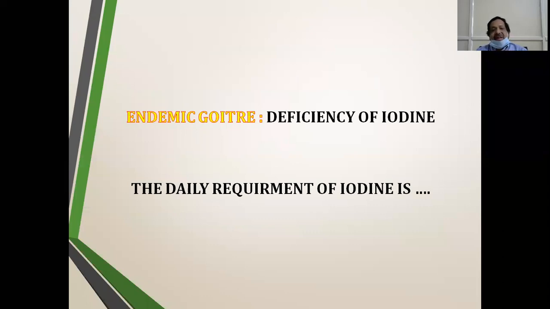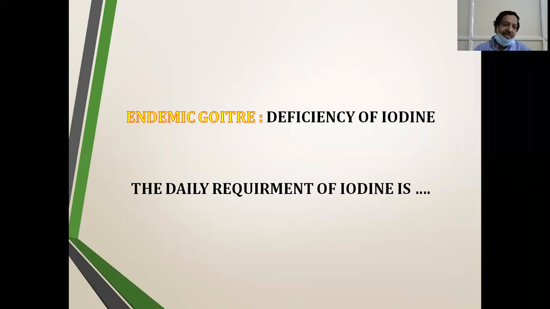Endemic goiter occurs in the deficiency of iodine, more common in the mountainous regions, also seen in the coastal regions. Endemic goiter. Endemic, you know the definition of endemic. SPM people will tell you the definition of endemic goiter area. And surprisingly, it is common in the coastal regions also.